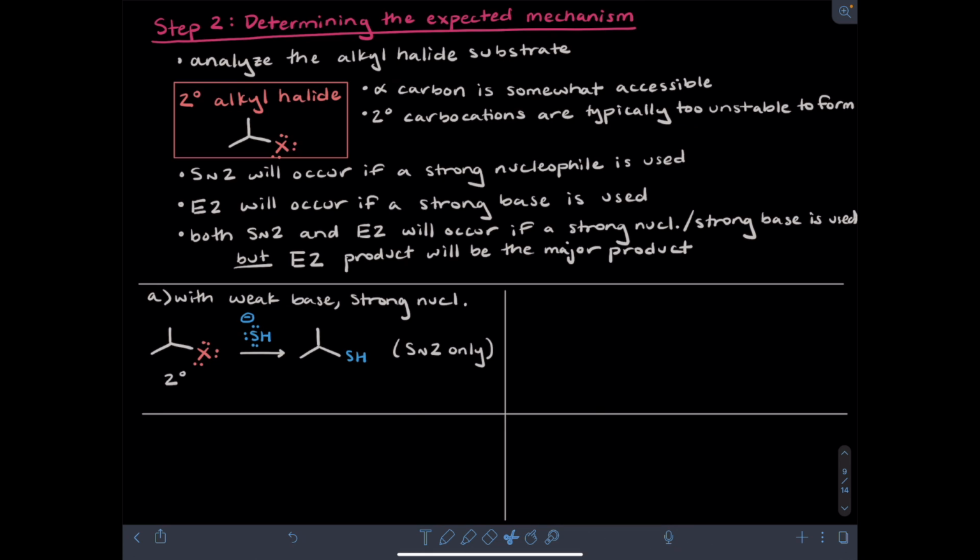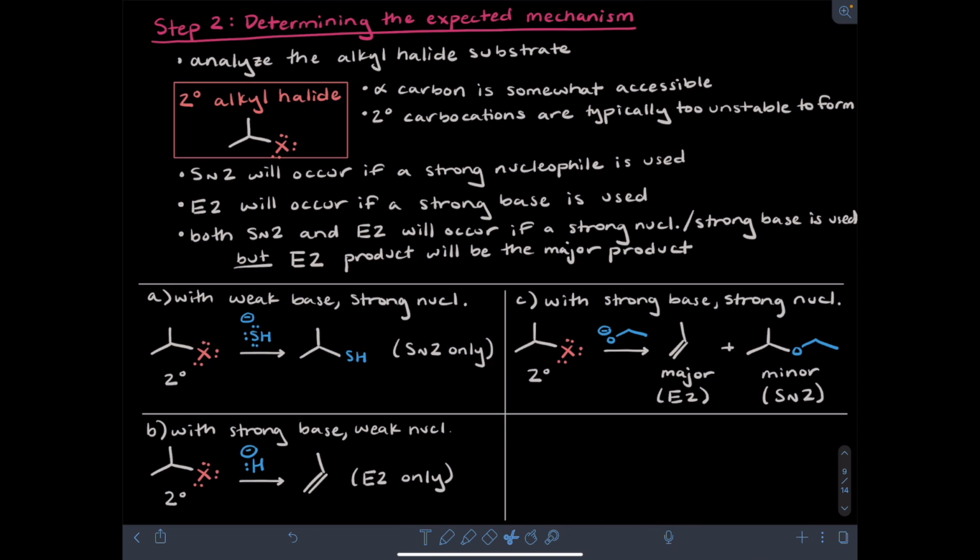So, if the secondary alkyl halide is treated with a weak base, strong nucleophile, the substitution product is formed, and it's formed exclusively by the SN2 mechanism. If a strong base and weak nucleophile is used instead, the secondary alkyl halide will form the elimination products by the E2 mechanism instead.